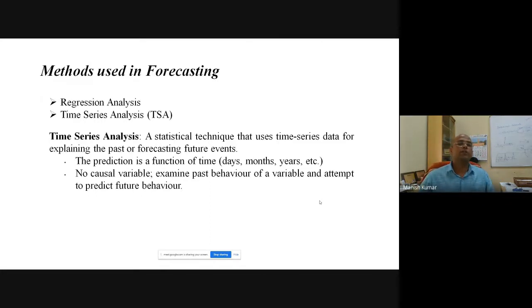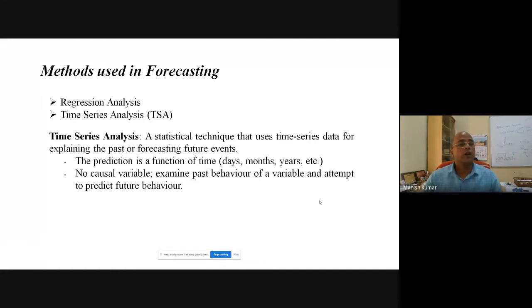Obviously, among the methods used in forecasting, we may use regression analysis, or we may use time series analysis. In regression analysis, we try to find the relationship between variables, one or more independent variables in contrast to dependent variables. We are not going into the regression analysis part because that will be covered by Dr. Shantanu Das. What we are looking at is what time series analysis is, and in time series analysis, what is a cluster and how do I go for the clustering part?